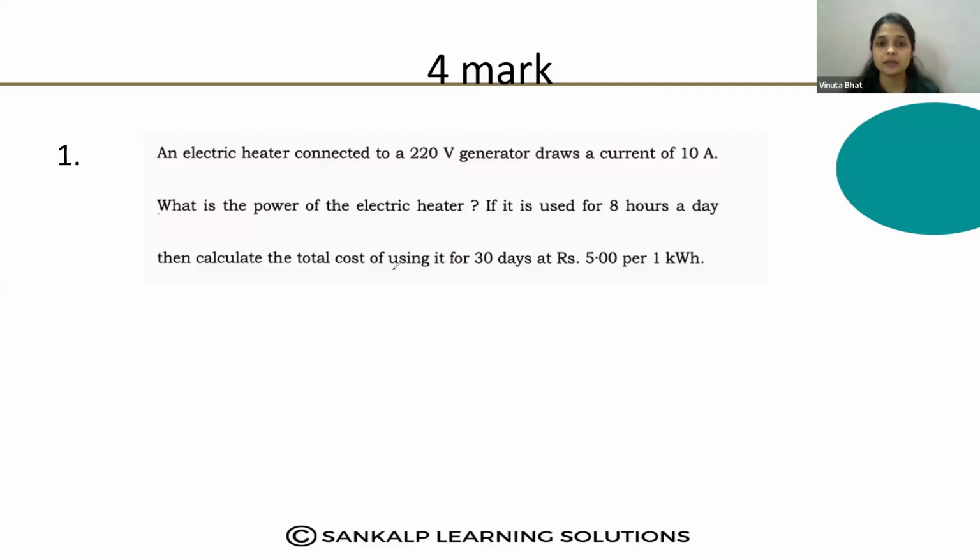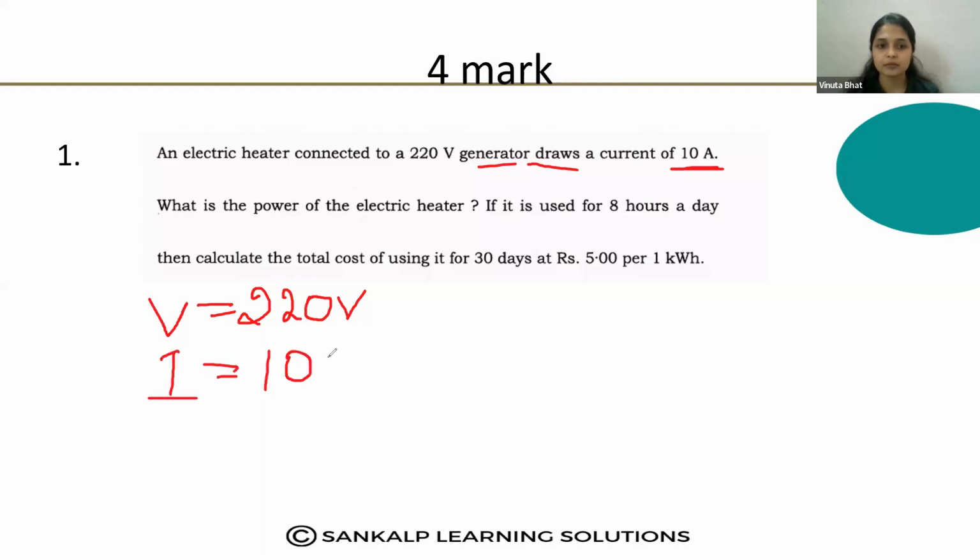An electric heater. So what is the voltage? That is equal to 220 volt. Then the generator draws a current of 10 ampere. What is the current? I is equal to 10 ampere. What is the power of the electric heater? So first we have to find out the power. That is the first question.